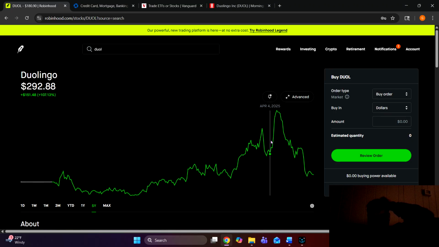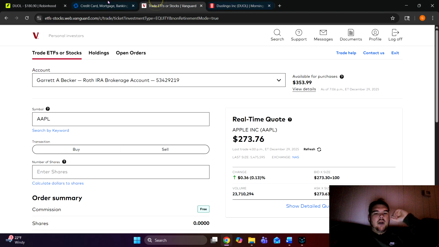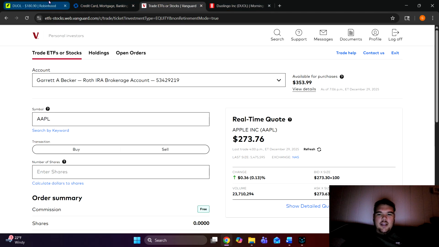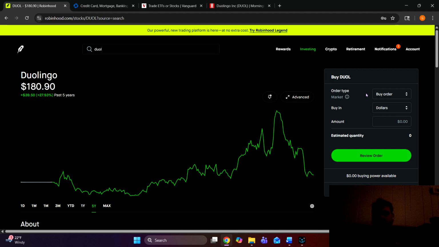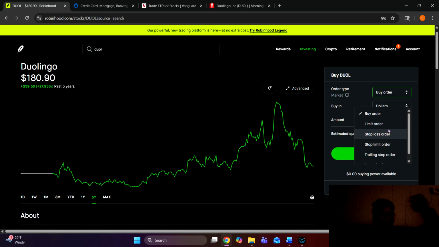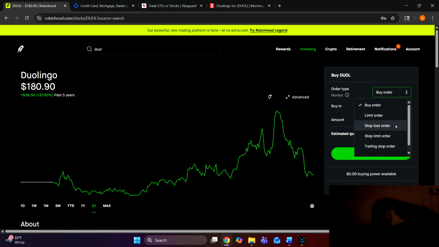So let's say that we wanted to buy Duolingo. We wanted to add it to our portfolio. This concept is going to be the same all across the board. So just pay attention. It's not that bad, I promise. When you go to buy a stock, there's going to be an order type. There are different order types here. Your most basic order type is just a buy order. You're just buying it on the spot.